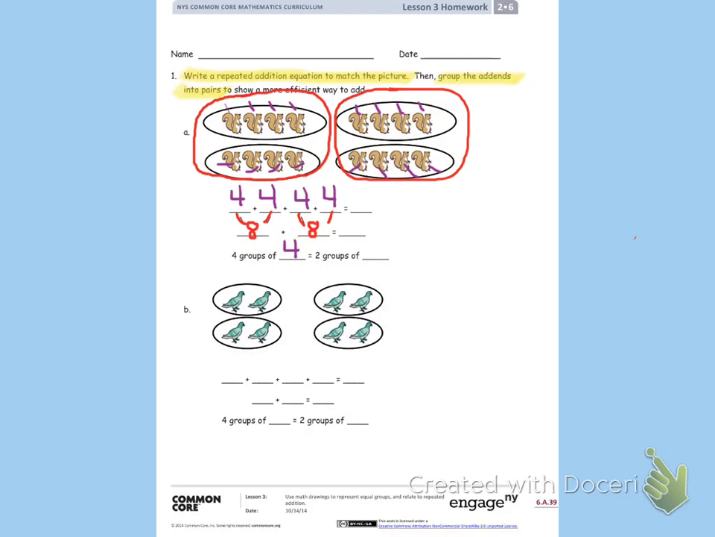Now I know that 4 plus 4 plus 4 plus 4 is equal to or the same as 8 plus 8. You write the answer right there. Both of these sums should equal the same total. Now, look at the last line. We already filled in the first blank. There were 4 groups of 4 squirrels, but when we grouped the addends into pairs, we ended up with 2 groups of 8, and that's shown with the red circles.